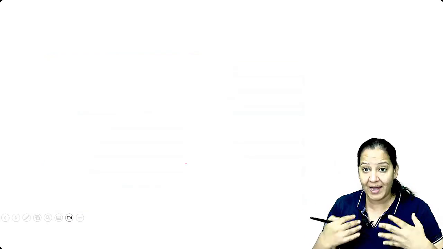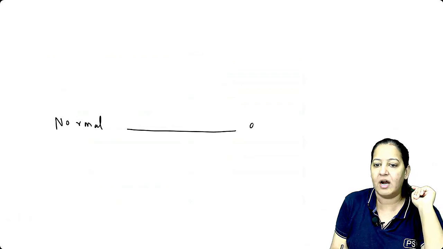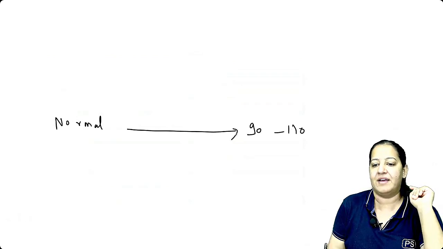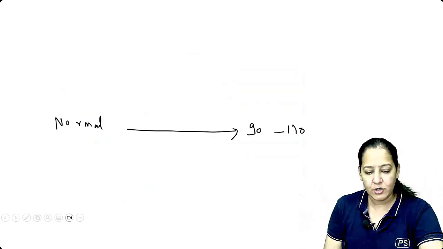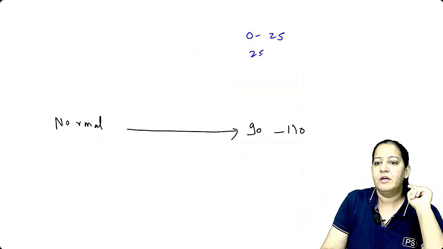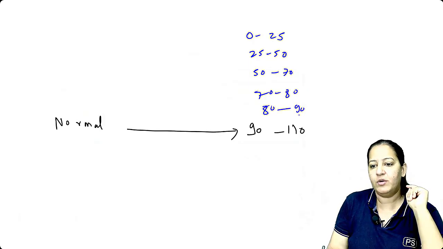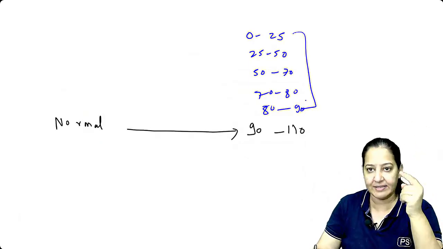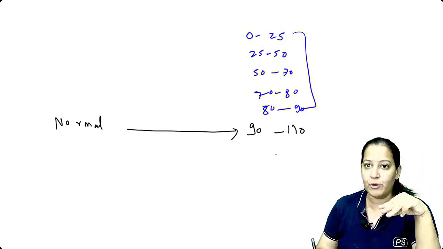How will you learn? How do I learn? Let me tell you. I start from normal. I write normal and I know what is normal. I start with normal as 90 to 110 because I know 100 is normal, 10 below that, 10 above that. Okay, I start like this. Now I will start writing from the beginning: 0 to 25, 25 to 50, 50 to 70, 70 to 80, and 80 to 90. These are 5 categories above that. And there are superior, very superior, 3 categories below that.